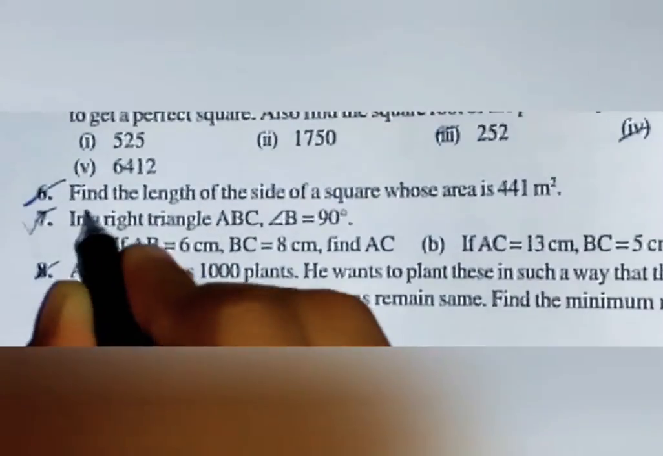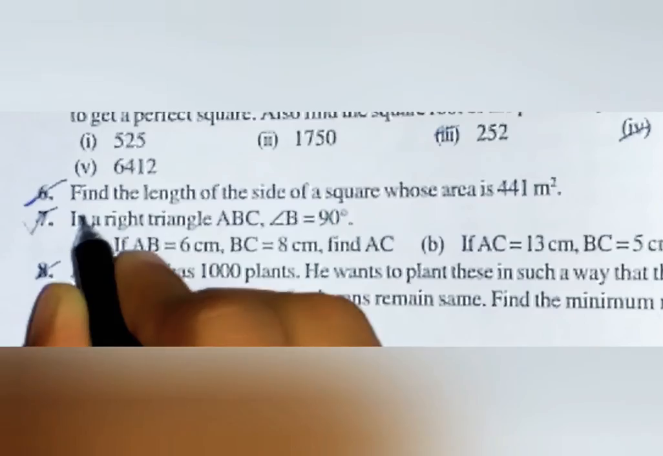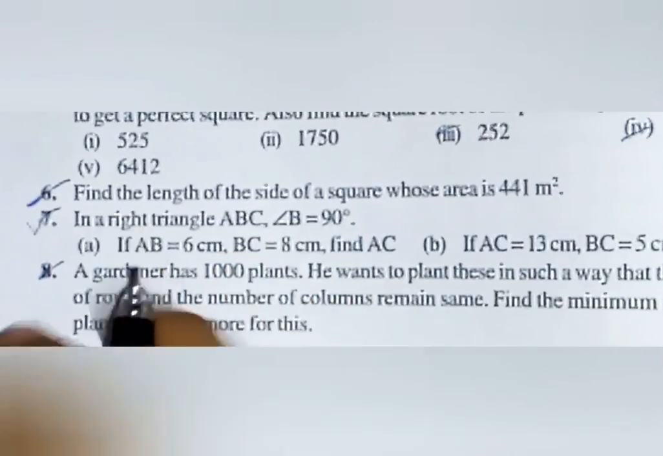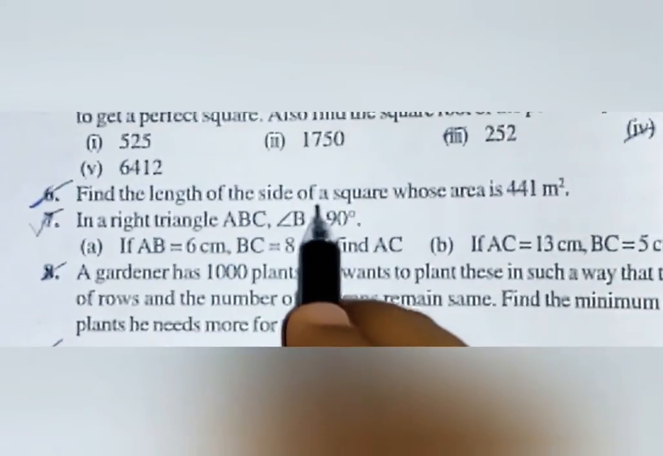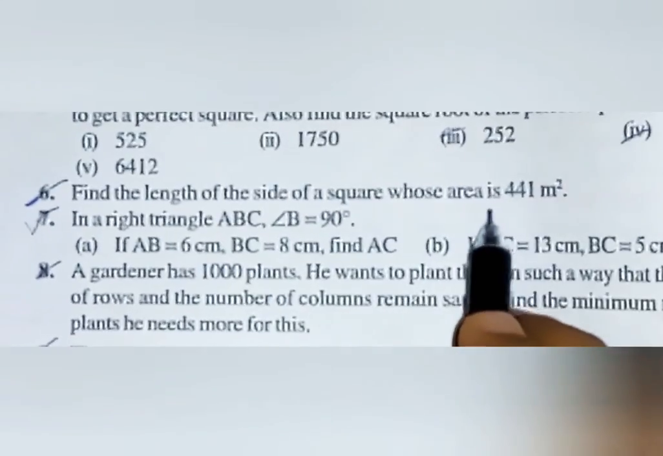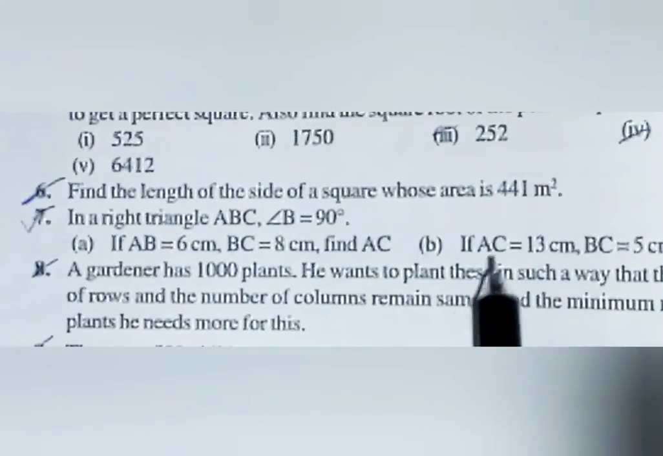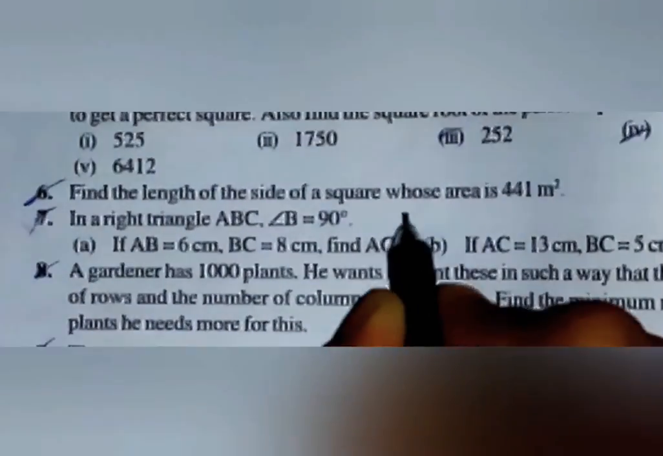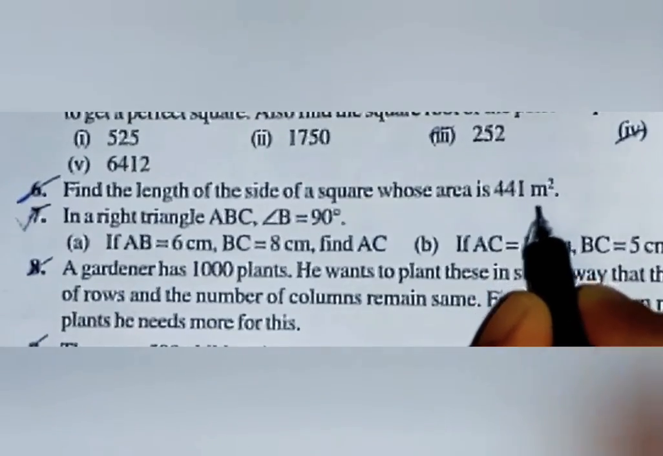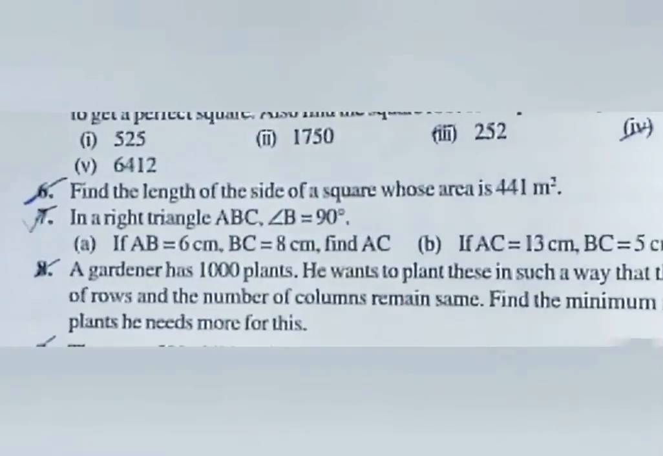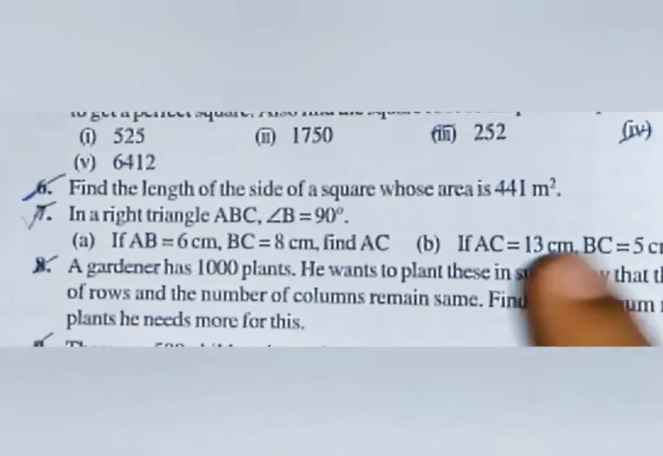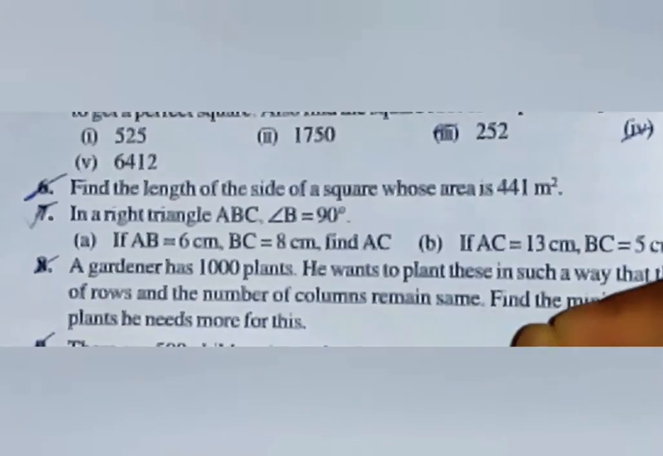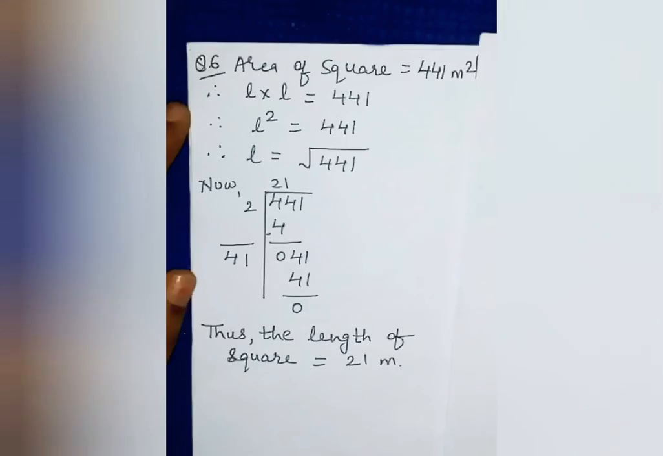Now we will see question number 6 of exercise 6.4. So question number 6 is: find the length of the side of a square whose area is 441 meters square. Now area is given to us, okay, and we have to find out the length. So first of all, whatever is given we will start with that. So let us see the solution of question number 6.